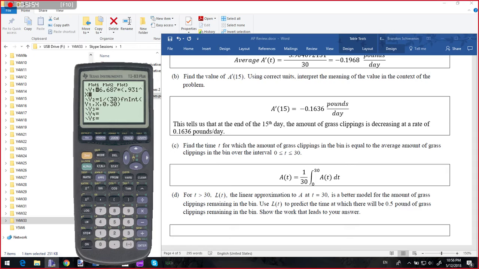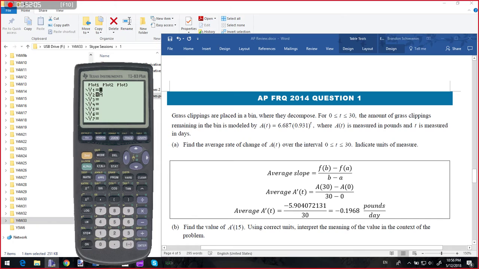Okay, so I'm going to go into y equals. I just cleared out a function, so I'll have to retype that. I'm going to hit A for our y2. And then I'm going to retype our value for y1: 6.687 times 0.931 raised to the x. Okay, so my goal is to see when these two cross. If I hit graph right now, whenever our two functions touch, they're equal. So it looks like they only touched once.